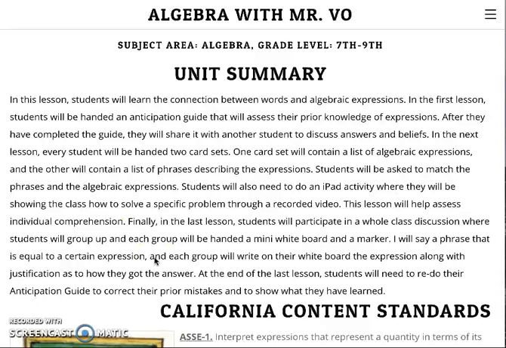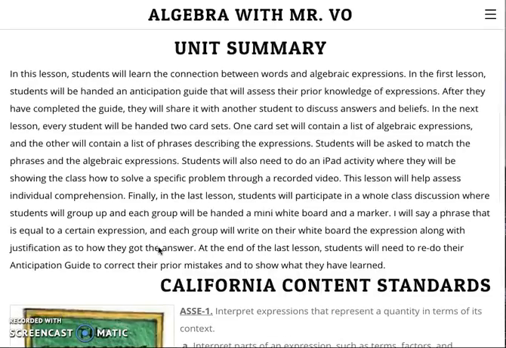And finally, in the last lesson, students will participate in a whole class discussion where students will group up and each group will be handed a mini whiteboard and a marker. I will say a phrase that is equal to a certain expression, and each group will write on their whiteboard along with the expression to justify how they got their answer. At the end of the lesson, students will need to redo their anticipation guides to correct their prior mistakes to show what they have learned.